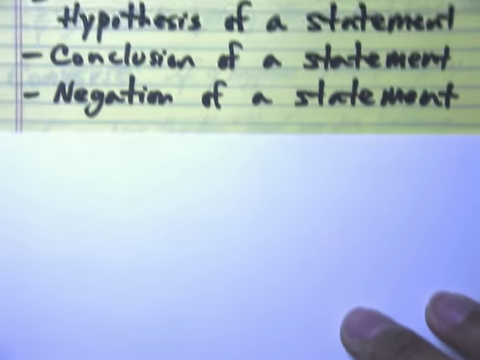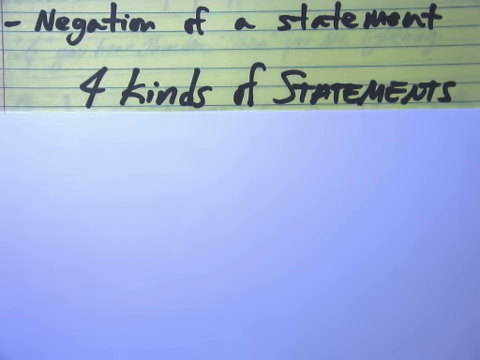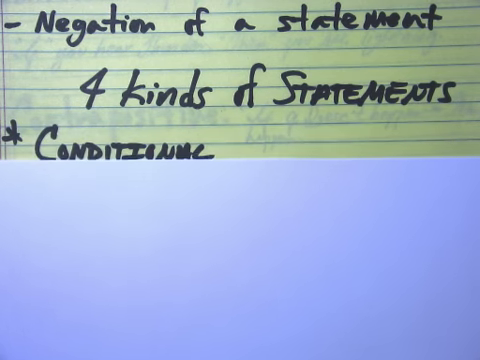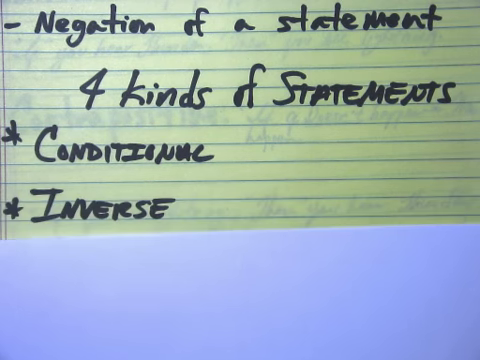The first thing that we should know is that there are four kinds of statements. There is your conditional statement. And the conditional statement is always the given statement. It is a statement that you start with. It is a statement that they give you. It is a statement that they present to you.